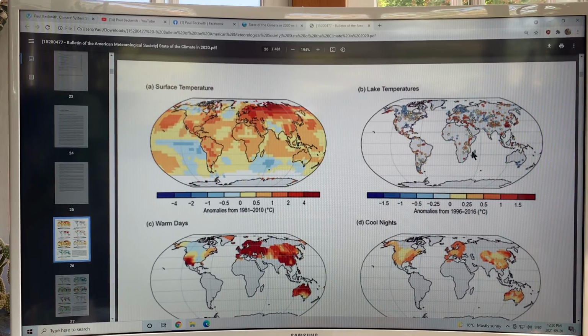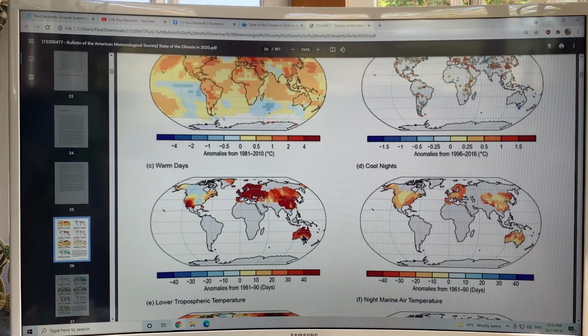These are lake temperature anomalies from 1996 to 2016, so an even more recent baseline. You can see that the lakes that are really getting the warming coincide with a lot of the regions where we had very, very high temperature anomalies at the surface. No surprise there. So here and here. Okay, so you can see that water bodies around the planet are warming, and therefore there's more evaporation. Therefore there's more water vapor in the atmosphere.